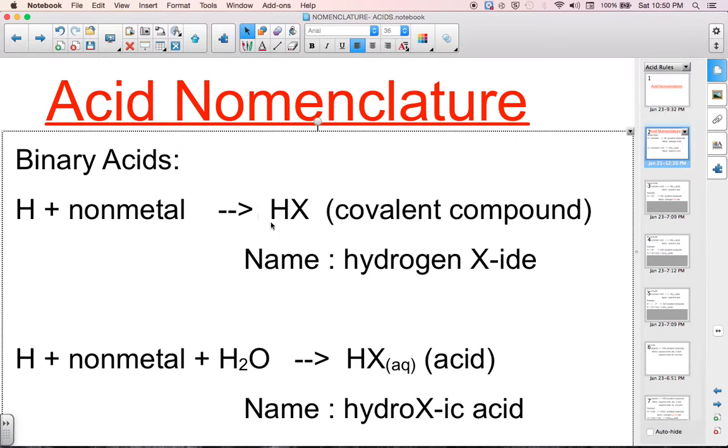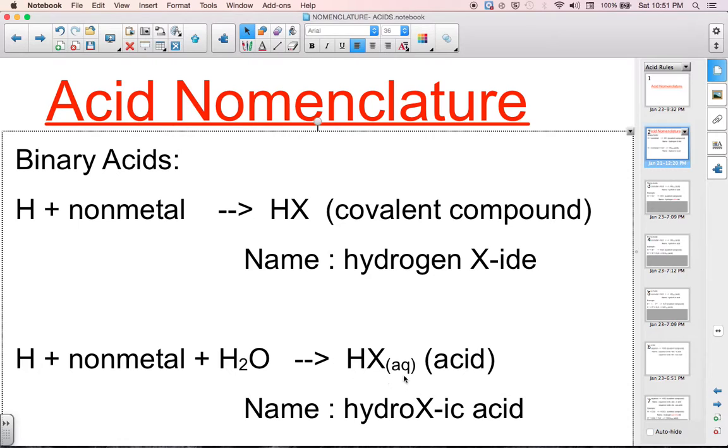We will get this covalent compound formula. To name that formula, I will use the word hydrogen, the root of the nonmetal, and the IDE ending. Hydrogen with a nonmetal added to water will form the same covalent compound formula, but in this case we will add the symbols AQ for aqueous, which means dissolved in water.